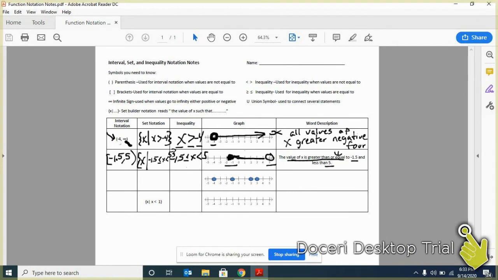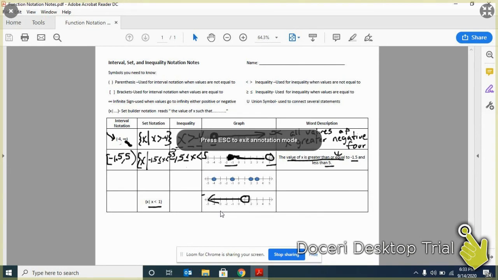I'll come back to the third one. I'm going to go to number 4. So again, I want all values of x that are such that x is less than 1. And again, it's an open circle at 1. It's all values of x that are less than 1, which means it's going to negative infinity. Okay. Negative infinity.